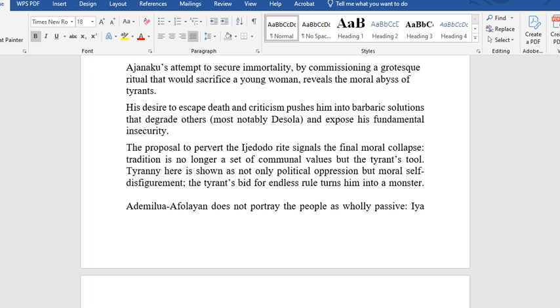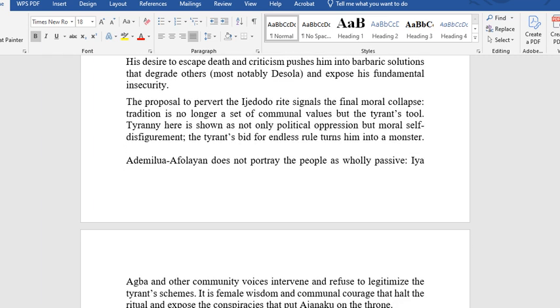The proposal to pervert the Ijedudu rite signals the final moral collapse. Tradition is no longer a set of communal values, but the tyrant's tool. Tyranny here is shown as not only political oppression, but moral self-disfigurement. The tyrant's bid for endless rule turns him into a monster.